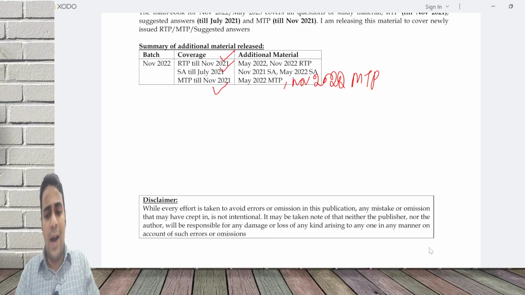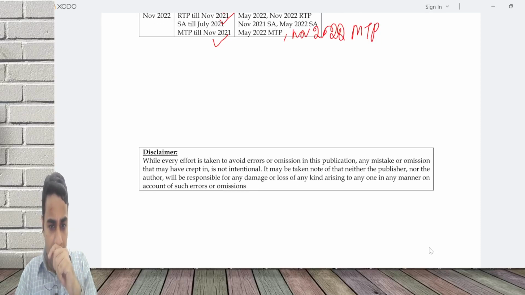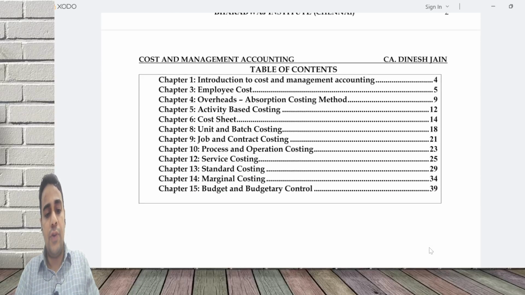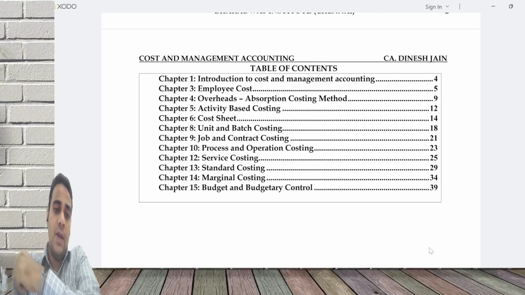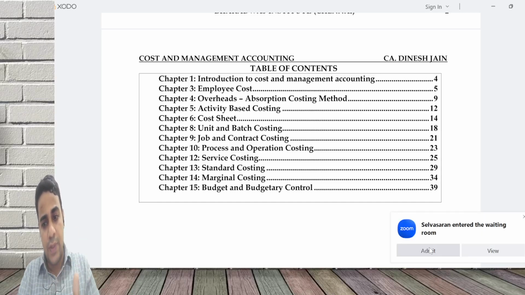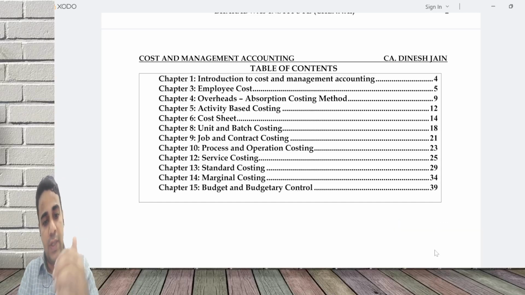As you are aware, you are having totally 15 chapters. In these 15 chapters, what I am going to cover here is only those additional questions and the chapters wherein additional questions are there. For example, materials chapter, I don't find any new question in these RTPs and MTPs. Our cost accounting system did not have any extra question. So wherever extra questions are there, we will cover all those extra questions.